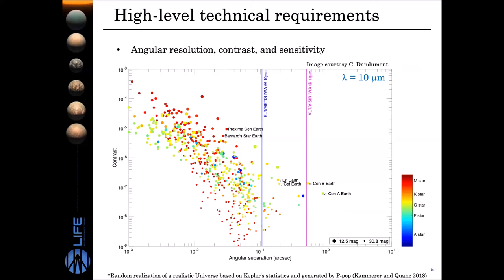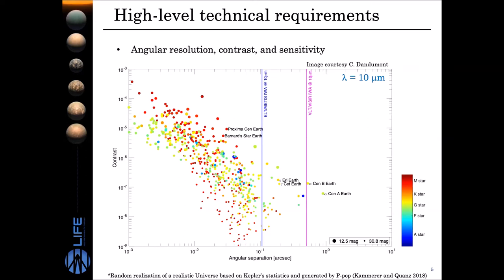You can see the purple vertical line. That's the inner working angle of current 8-meter class telescopes. So basically at 10 micron right now, we can resolve the habitable zone around the closest star to us, which is Alpha Centauri A and B. With the next generation extremely large telescopes, like the ELT and the METIS instrument, at 10 micron, the inner working angle would be this vertical blue line. So it would be possible to image a few more habitable zones around us.